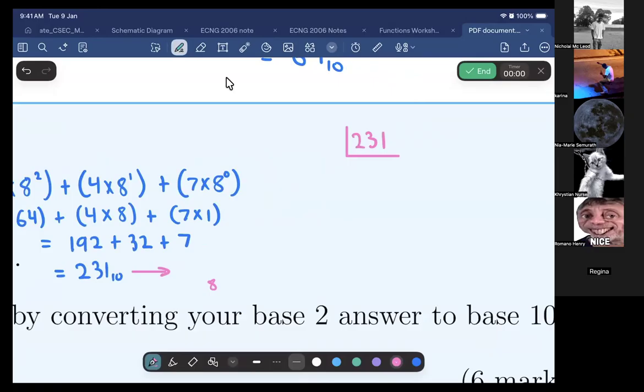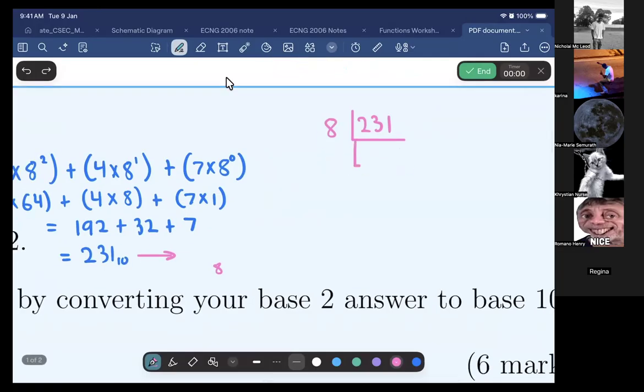If I want to convert that to base 8, this is what I'm going to do. So Chloe, how many times could 8 go into 231? Tell me, Chloe, how many times could 8 go into 231? 28. 28 times? Where's the remainder?